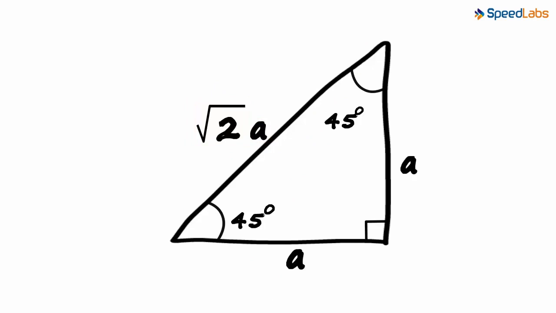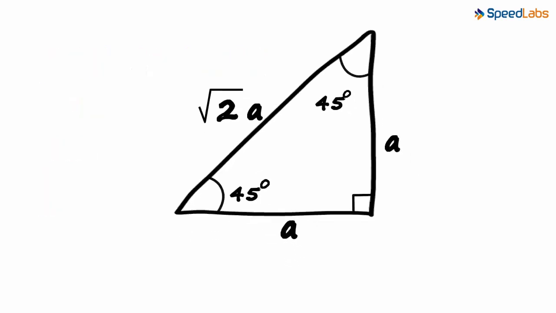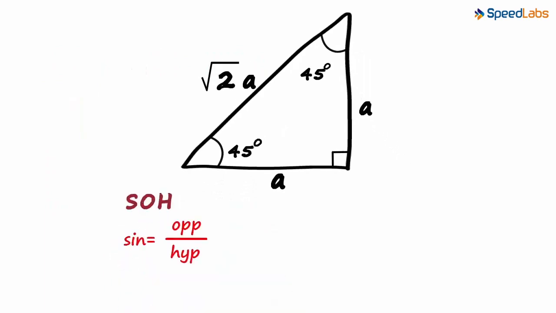Now we're ready to find the values of all 6 functions. We use the SOHCAHTOA approach to find sine, cos and tan values. And the other 3 can be found by using the value of these 3 functions. Let's start with SO, which means sine is equal to opposite by hypotenuse.